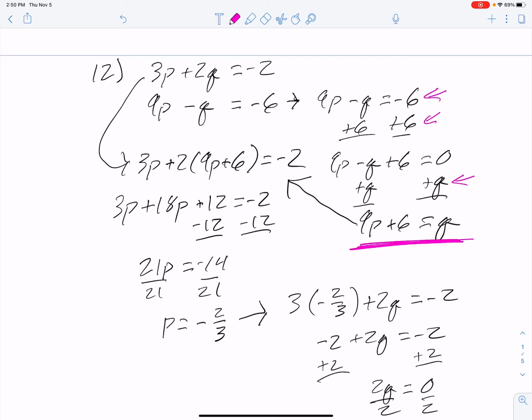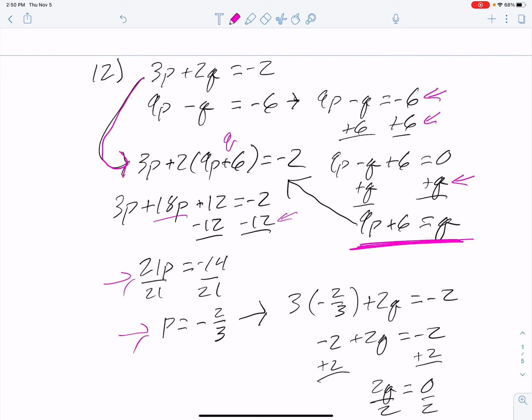Now, since I used that second equation, I have to use the first equation to substitute in. Substitute in my q value, distributed 2, and now I start combining like terms. 3p plus 18p is 21. I subtracted 12. Divide by 21, I get my p value.